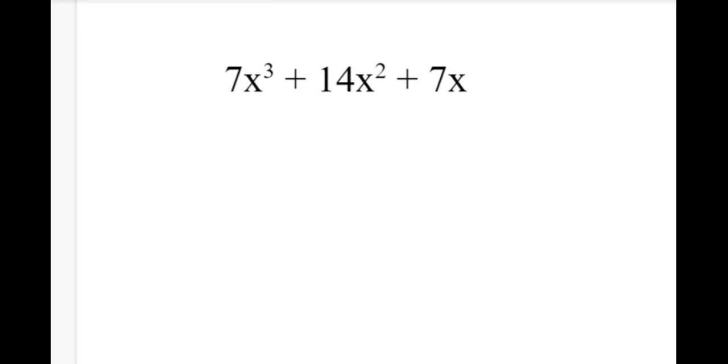All right, so here I have what looks like a trinomial. And remember, to factor, you always check for the GCF first. So, is there a GCF with 7, 14, and 7? Well, I'm clearly seeing that the GCF there is 7, right?